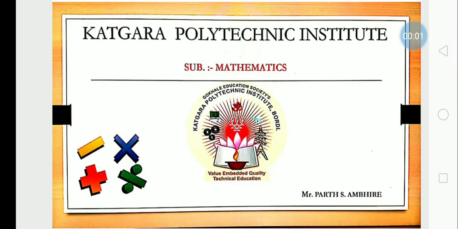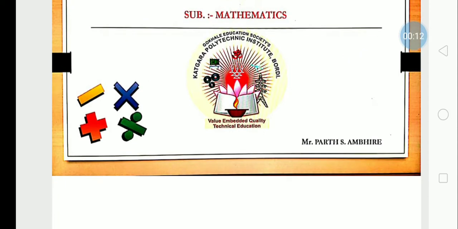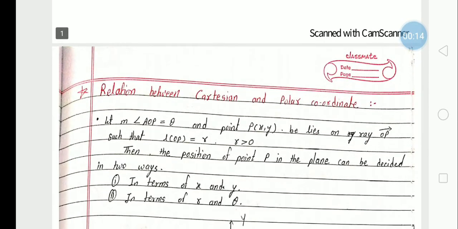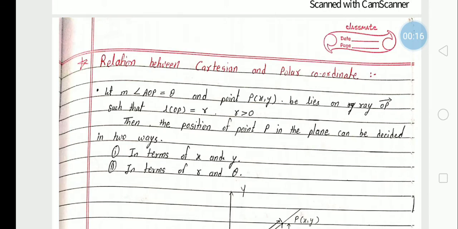Good morning, class. In the last lecture, we studied important formulas of trigonometry. Now we are studying the relation between Cartesian and polar coordinates. In that, let the measurement of angle AOB be equal to theta. The given angle is theta.